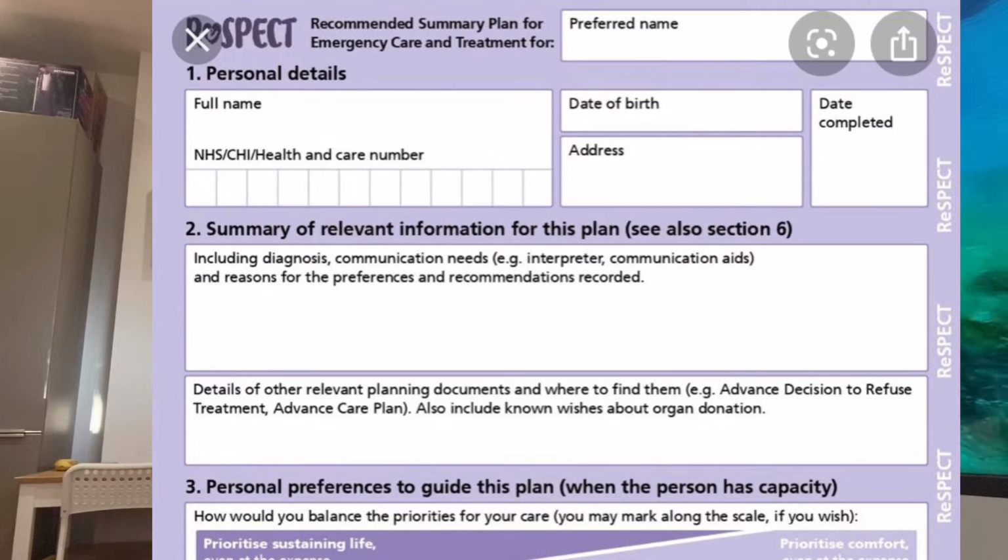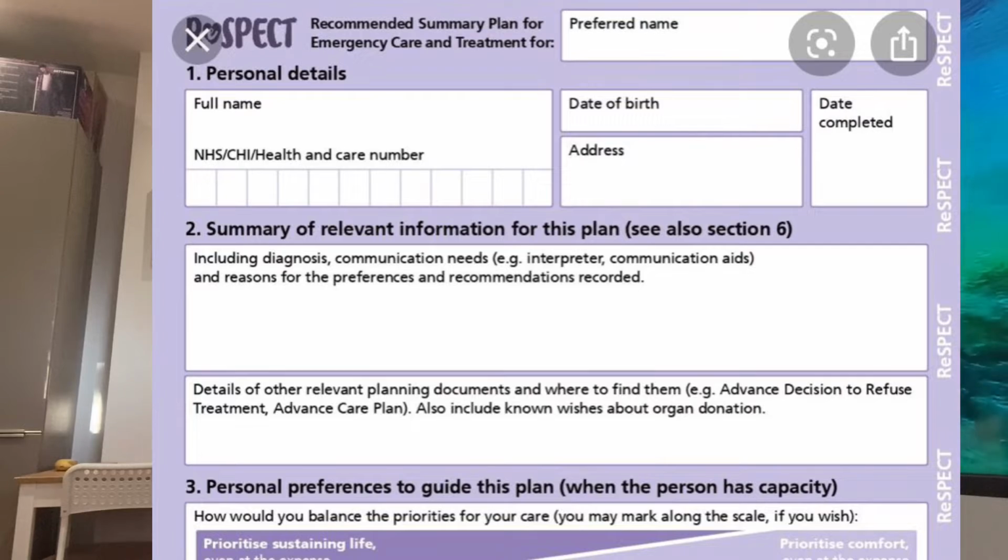While waiting for the paramedics, you have to stay with the resident. Even though the resident has been attended by the paramedics because you notified them about the stroke, it doesn't necessarily mean that the resident is going to the hospital for treatment or further management, because it will still depend on their RESPECT form. RESPECT stands for Recommended Summary Plan for Emergency Care and Treatment.